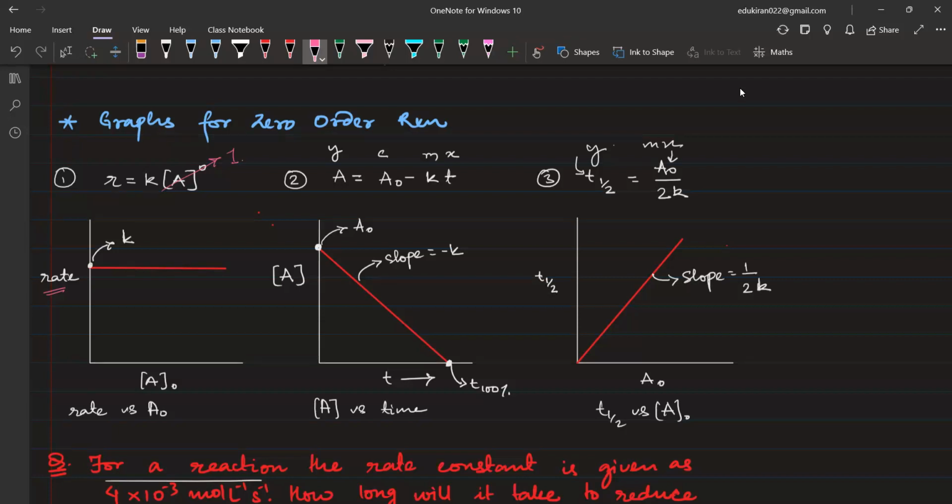Moving on, we have another equation, that is the integrated rate law expression, which is A is equal to A naught minus KT. Here A, that is the concentration of A, is the y-axis. A naught is constant because आप initial concentration ले रहे हैं. Minus K is also constant, and T is the x-axis. तो हमने ग्राफ जो बनाया, that is between the concentration of A and time. So when time is equal to 0, the concentration of A is A naught. Now slowly the concentration will decrease, and at T 100% it will reach here.